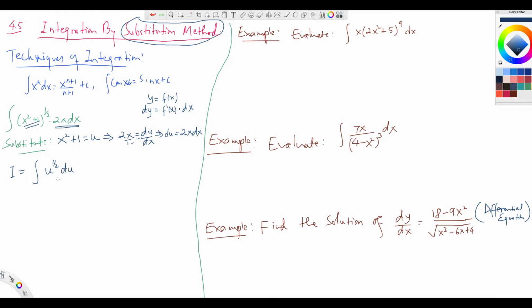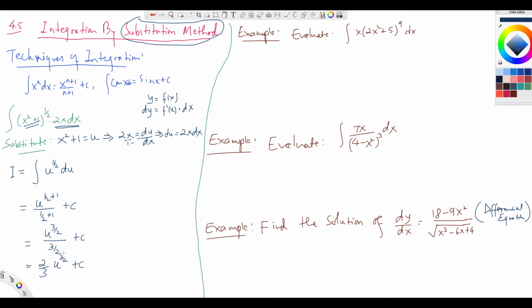Now you see that this integral is very easy to integrate now. How do you do that? It's basically u to the 1/2 plus 1 over 1/2 plus 1 plus c. You understand? And this equals u to the 3/2 over 3/2 plus c, right? Because plus c is default in the indefinite integral. What do you mean by indefinite integral? If there are no limits of integration, then you always write plus c at the end, okay? So this can be written as 2/3 u to the 3/2 plus c.